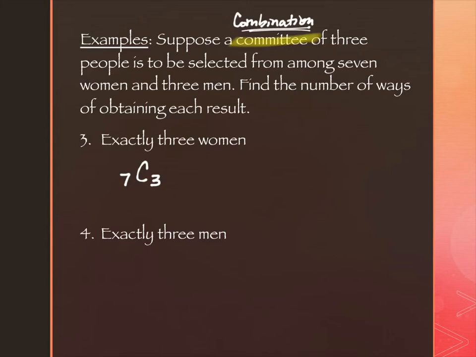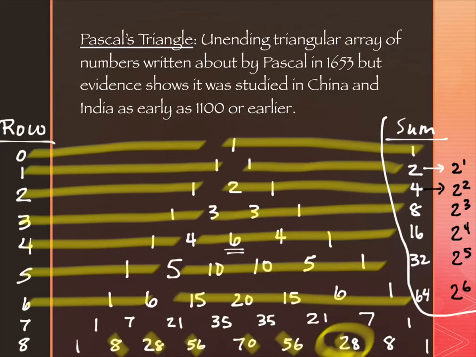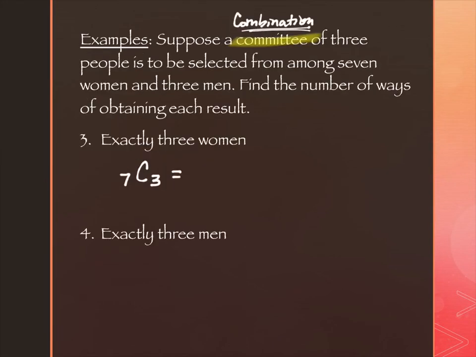Does this work with permutations as well? You can't use Pascal's triangle for permutations. You can only use it for combinations. So 7C3, what would that be? 35. It's the 3rd non-1 entry on row 7. That's a 35. So this one is 35.